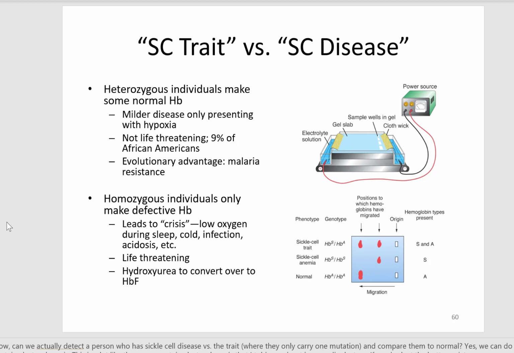Obviously, individuals with just one bad copy will have some normal hemoglobin. They'll have a milder version of the disease. Some hypoxia, maybe upon exertion or if they're ill, maybe some sickling, but usually not life-threatening.